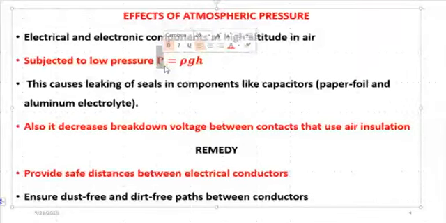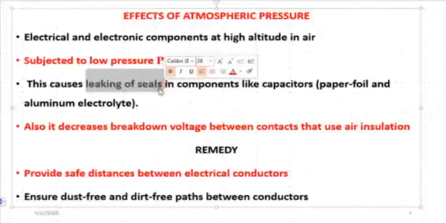Any electronic component that is subjected to this reduced pressure can have problems of what? Leaking of seals. Where there is sealing, it can break in such a way that things can go in and come out. Typical components that are subjected to this kind of leaking include the aluminum or paper foil electrolytic capacitors. These capacitors, when operated at a very high altitude, are subjected to low pressure, and the low pressure brings about the breakage of their sealing, and that causes their damage.